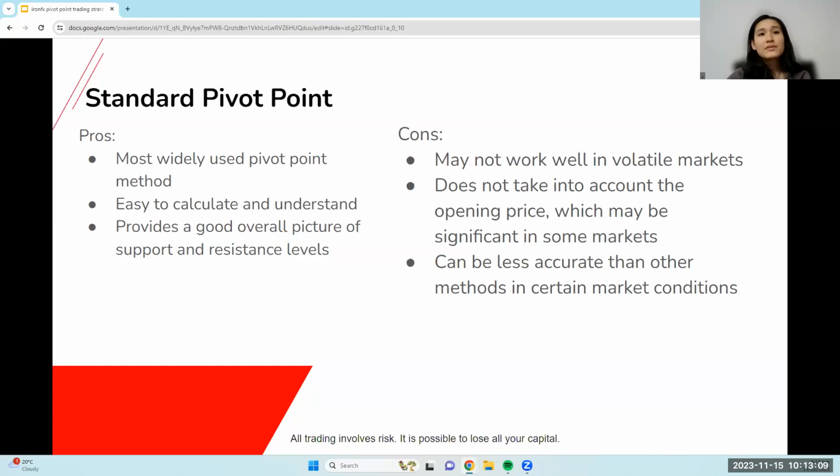So firstly, we have standard pivot points. The pros of this is that it's pretty easy to use. It's the most widely used pivot point method. It's also easy to calculate and understand, and provides a good overall picture of support and resistance levels. Cons is that it may not work well in volatile markets, and it doesn't take into account the opening price, which may be significant in some markets. It's also less accurate than other methods in certain market conditions.